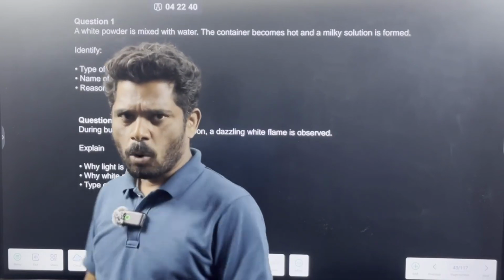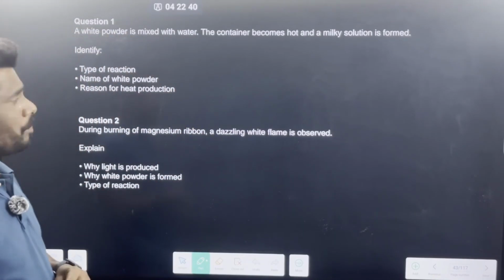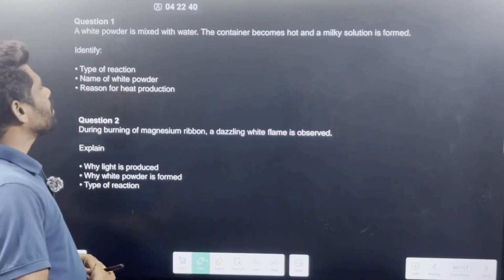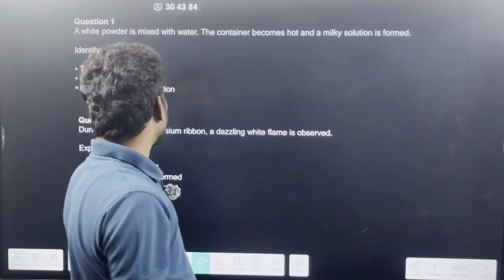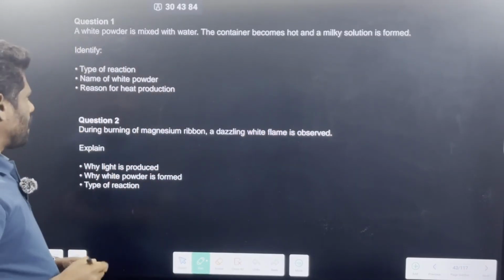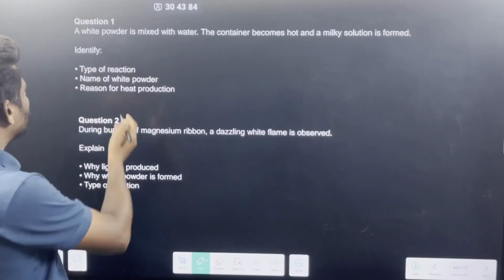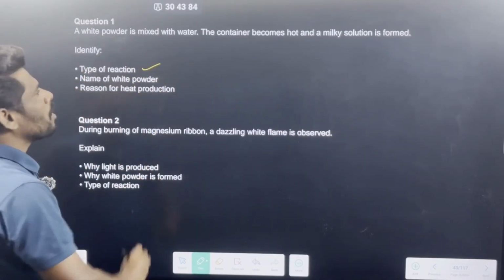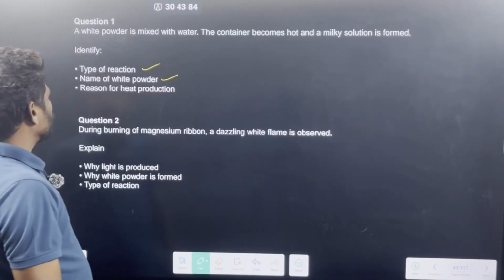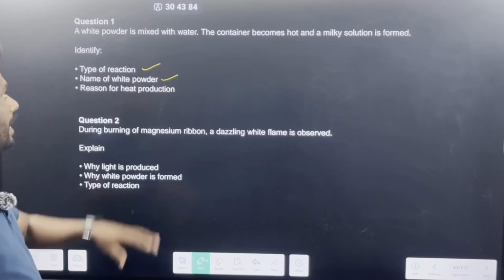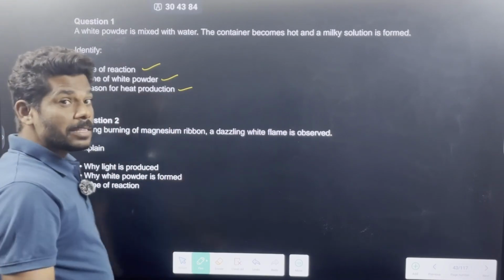Look at the question again here on the board, a competency-style question which came in a previous exam. A white powder is mixed with water. The container becomes hot and a milky solution is formed. He's asking three questions based on the statement he gave. One is to identify the type of reaction, and also to name the white powder he has taken initially. Just guess. And what's the reason for the production of heat?